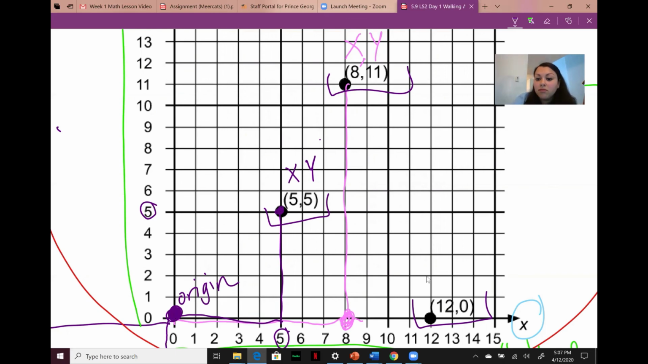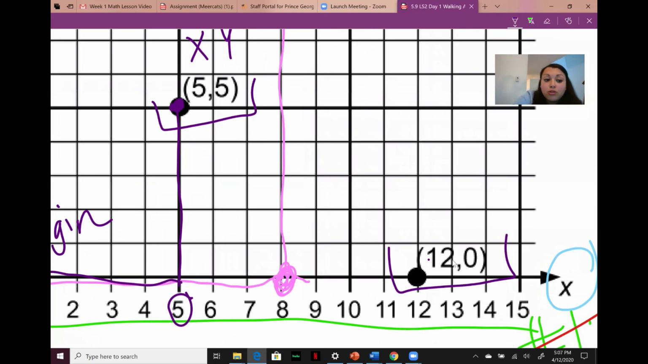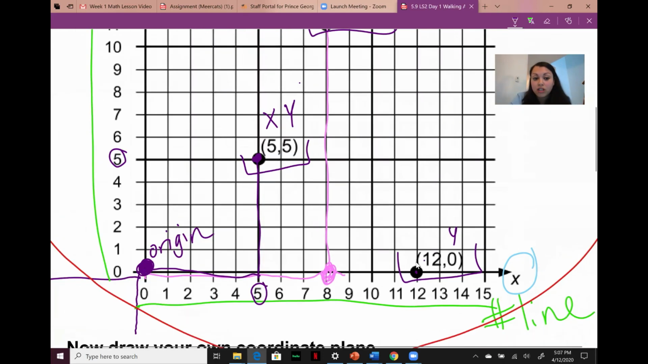If we look at this one down here, we have 12 and then 0. This means we went all the way 12 across, but then we didn't go up any. Our y coordinate is 0. So we stay at the 0 line. We didn't move anything vertically. So we have our x and our y.